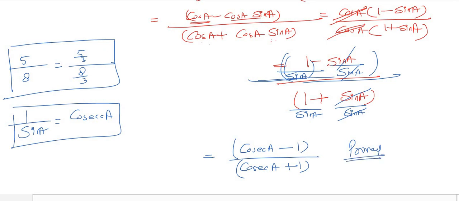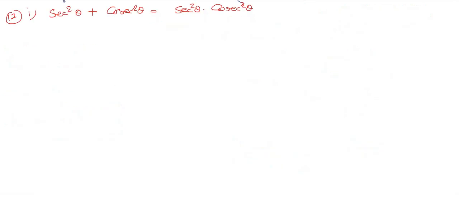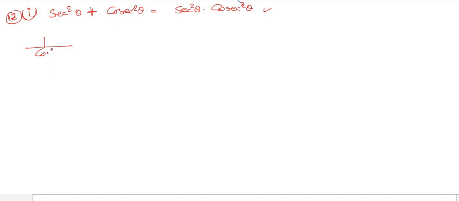Next question. So here is question number 12. In your book, it may be a different number, but the question you will find pretty much the same. Okay. So we are supposed to prove it. Let's try. What is sec square? Sec square is 1 by cos square theta. And what is this? 1 by sin square theta.